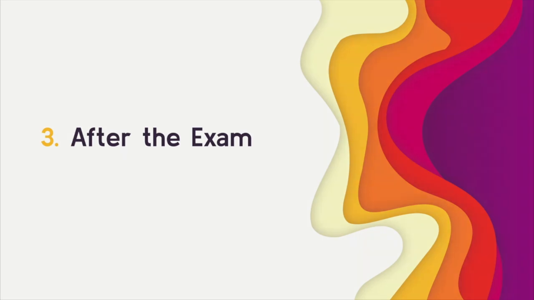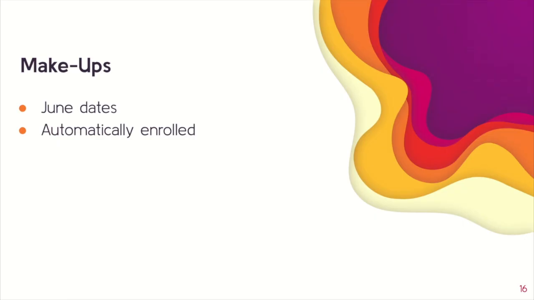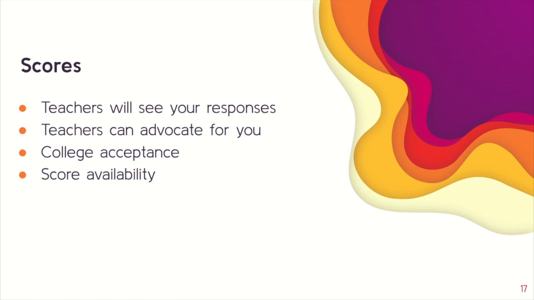All right, after the exam, you're going to automatically be enrolled for a June date if you fail to take the May exam. So if for some reason you are unable to take the May exam, then you will be automatically enrolled in the late testing June dates. If you do not take the June date, then AP will consider that exam canceled. We'll talk more about that in just a moment.